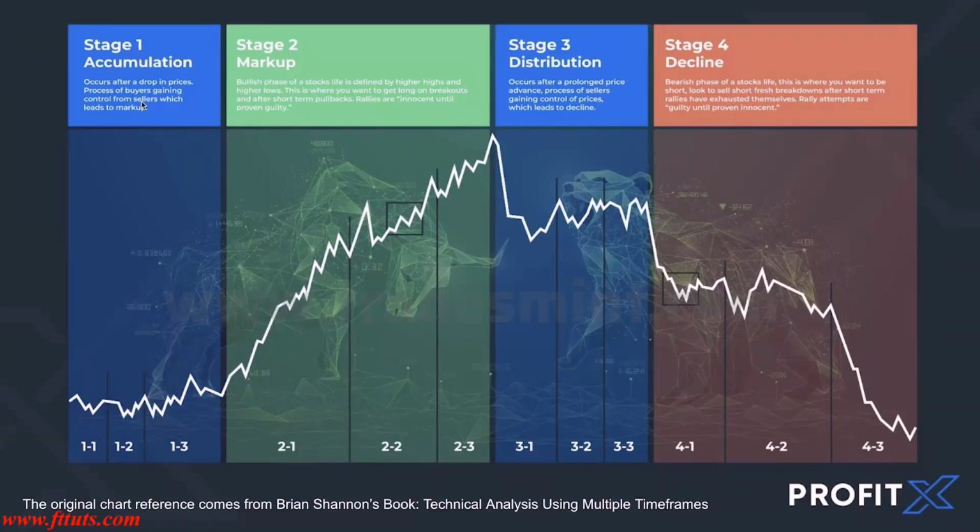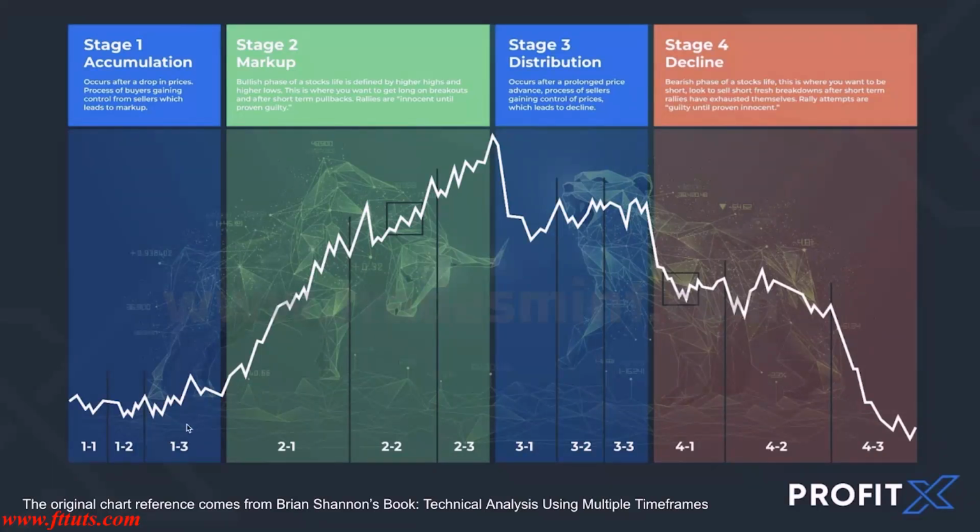So the first stage is called the accumulation stage. And this is normally after a big drop in prices. And this is the process of buyers gaining control from sellers. Okay. So this process looks like a ranging market. It normally has a sideways movement. And then there's several little minor phases in here that we won't talk about. But from just a high level, stage 1 comes after a decline.